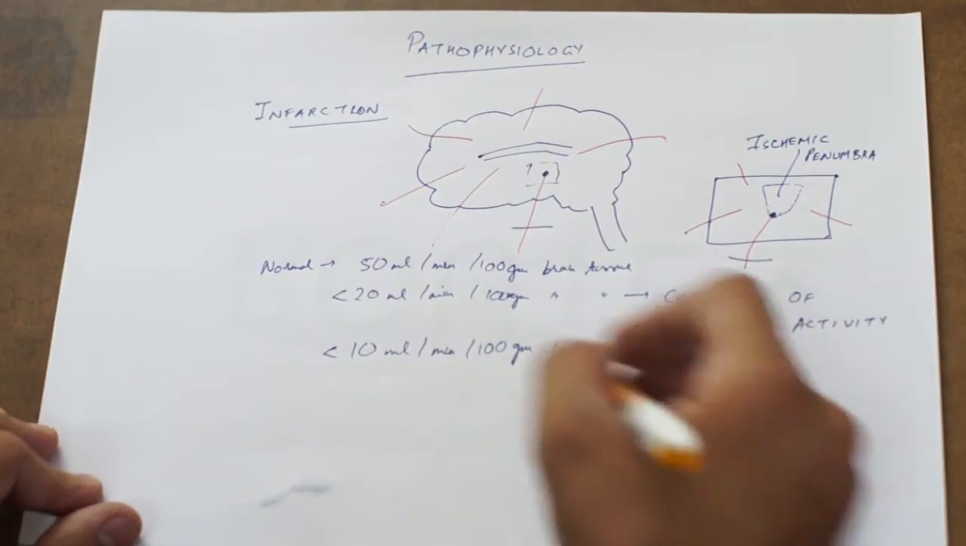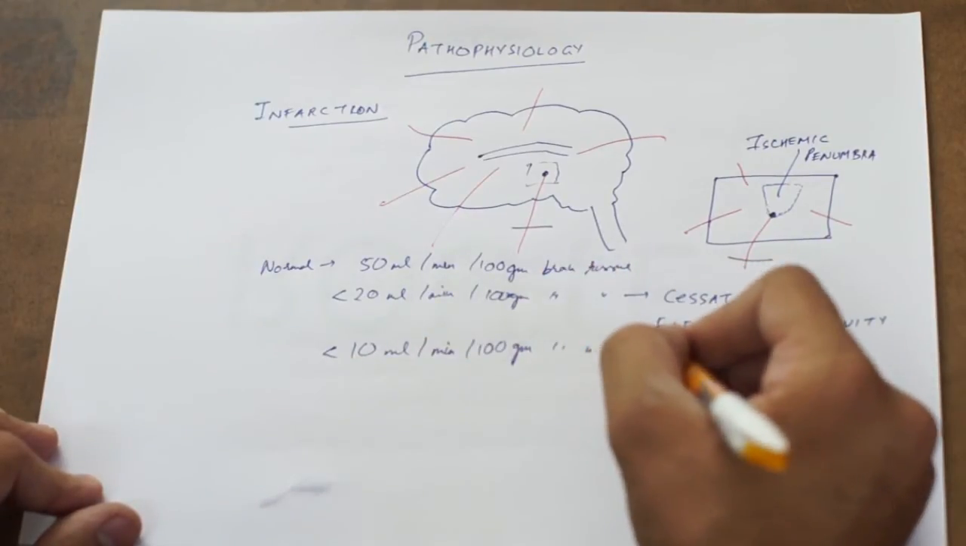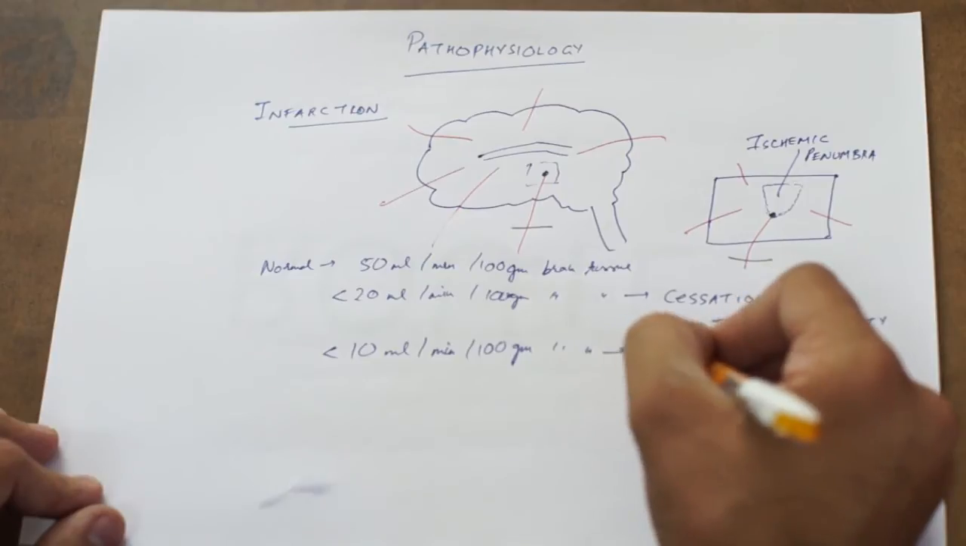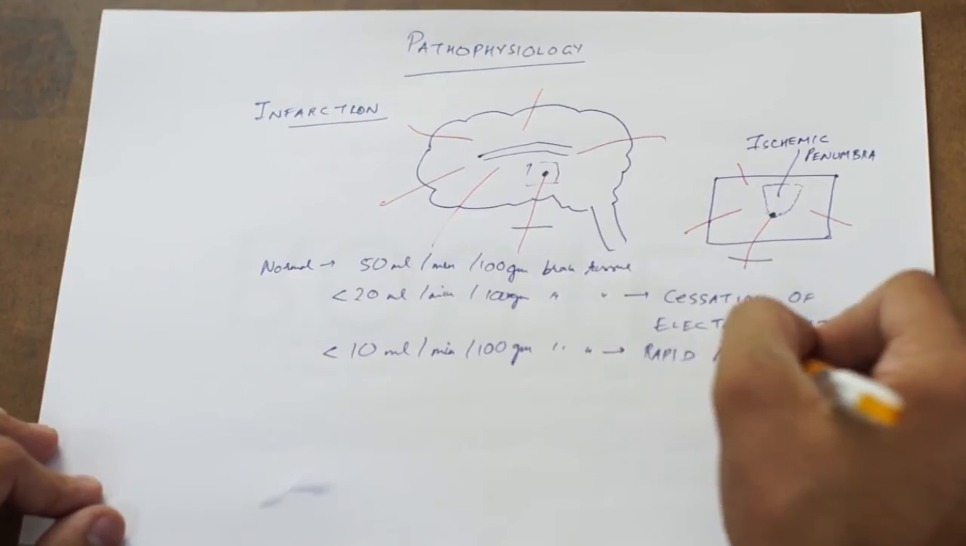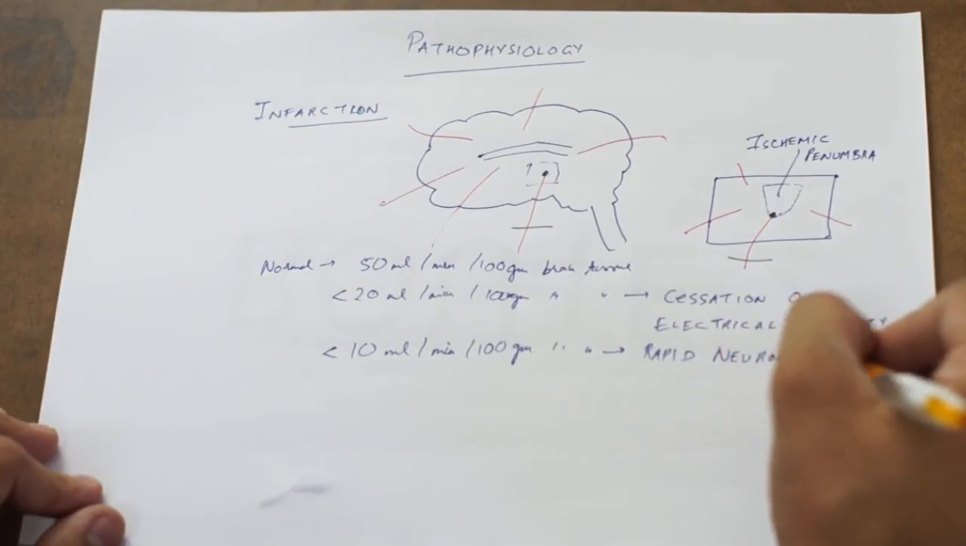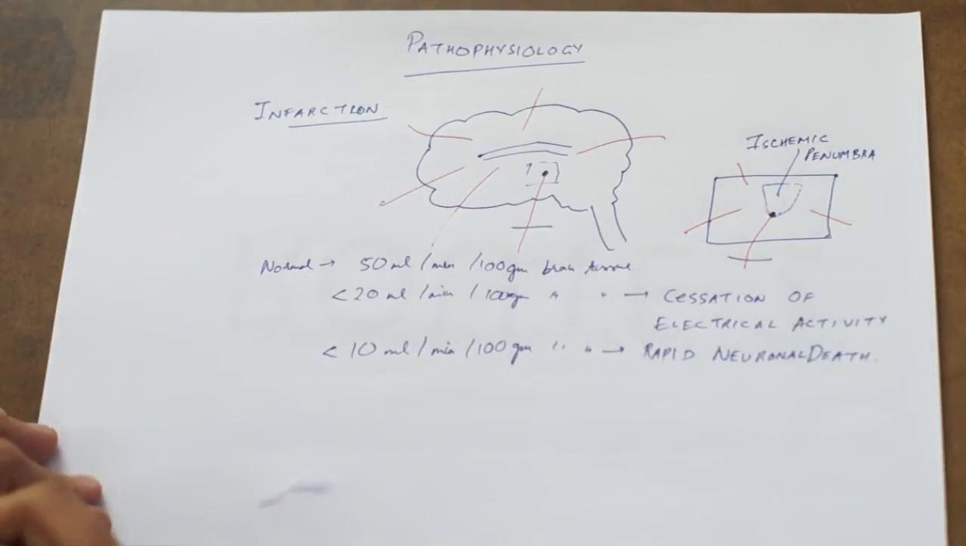Now this is a gradual process in case of thrombotic stroke. However, in embolic stroke it is a sudden process which is more dangerous, as the neurons don't get time to adapt themselves to the low blood supply.